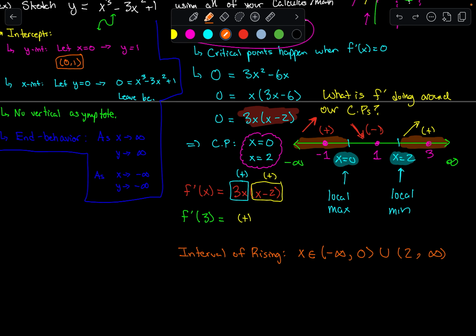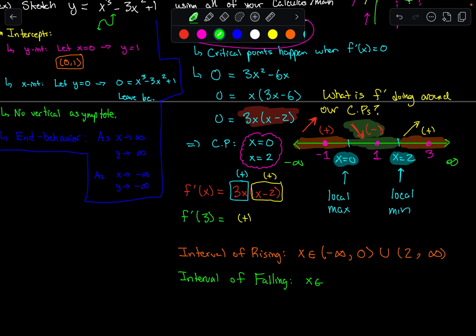I use open brackets to indicate that it's everything between and up to those critical points. And then for the last one here, if we're doing an interval of falling, when is our graph going down? That interval is going to be the stuff in the middle, courtesy of what we calculated before, just what's going on between our two critical points from 0 to 2. And so this all manifests itself in the actual graph if we were to sketch it.